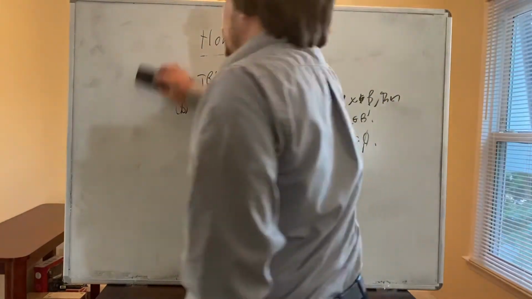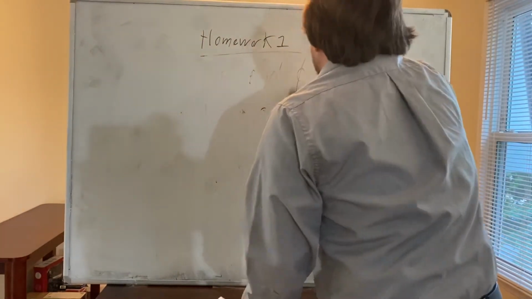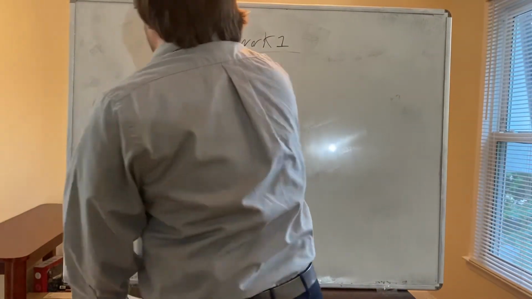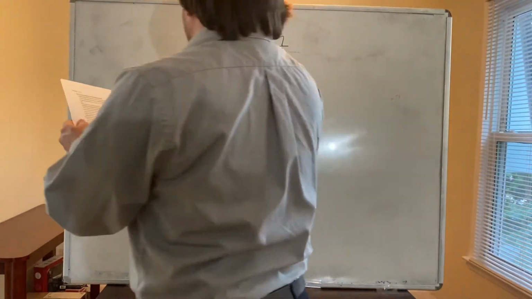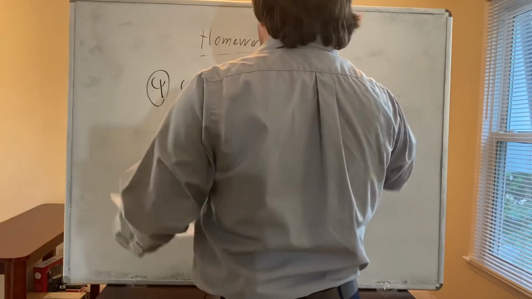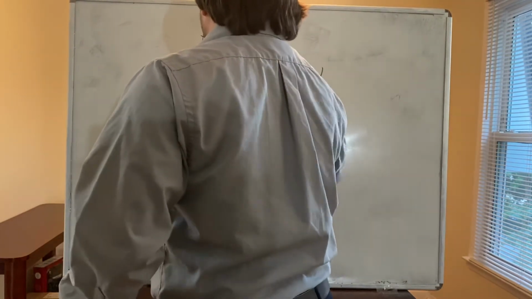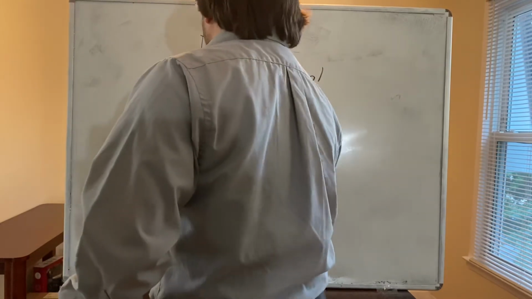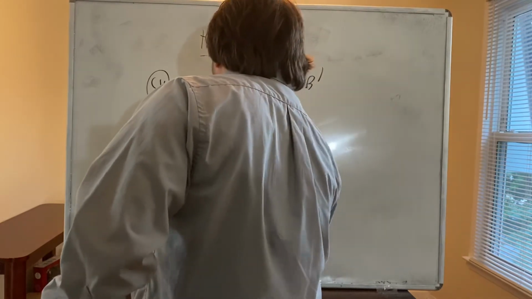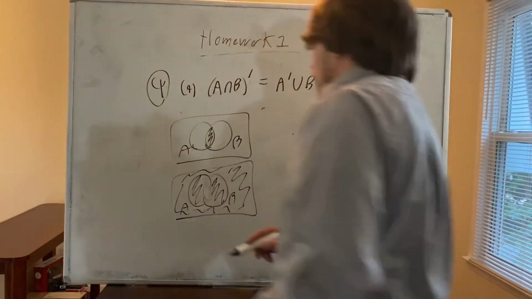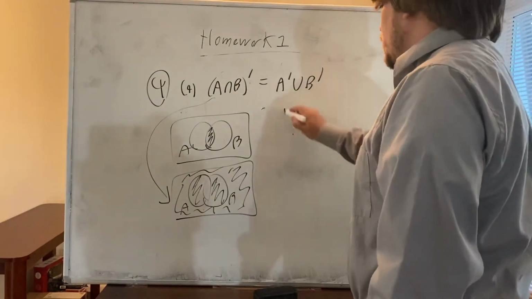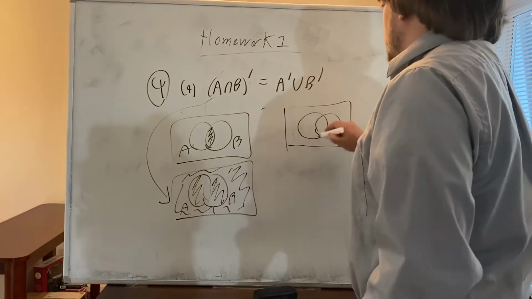Let's look at number 4. Okay, so number 4 says use a Venn diagram to verify the following statements. And so for A, you want to verify that A intersection B prime is equal to A prime union B prime. And so A intersection B prime, well here, if here's A and here's B, this is A intersection B, then A intersection B prime is just everything other than what's shaded. And so that would be here, here, and here. That would be A intersection B prime.